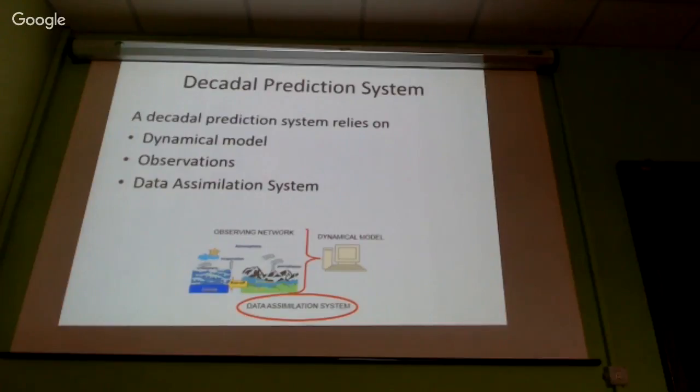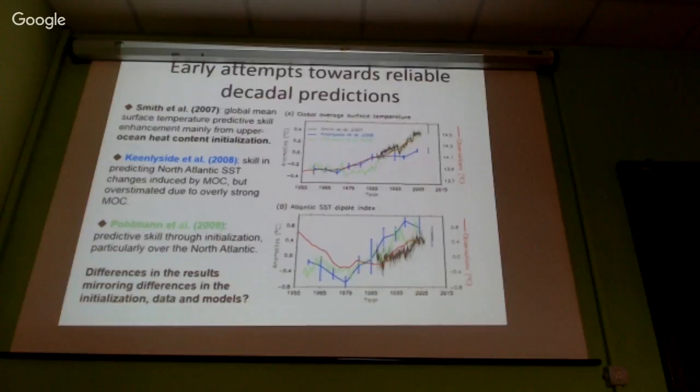But in principle, there are other components that might provide skill on a multi-year range. But let's stick to the ocean. At the moment, that's the main component on which we are relying. So as I say, this is a really new exercise. Perhaps the oldest exercises in terms of decadal prediction date back to 2007, 2008 and 2009.